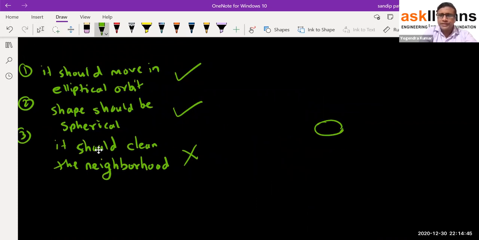So if this is the sun, consider our Earth is here, and we know Earth is moving in an elliptical orbit like this.